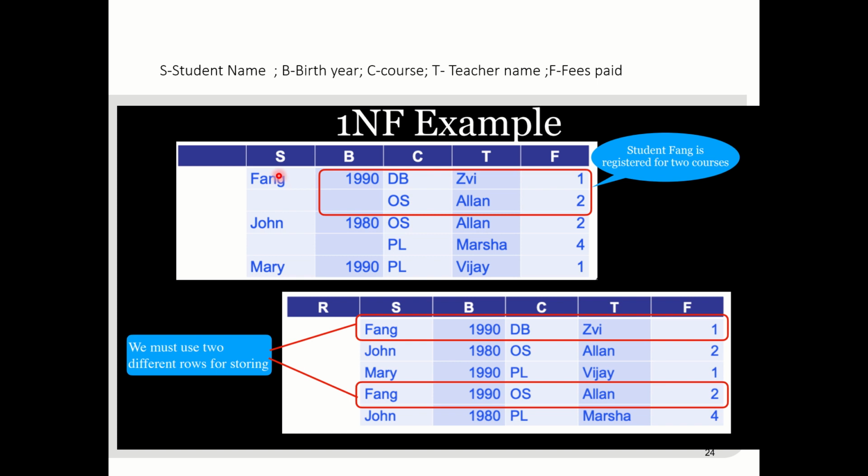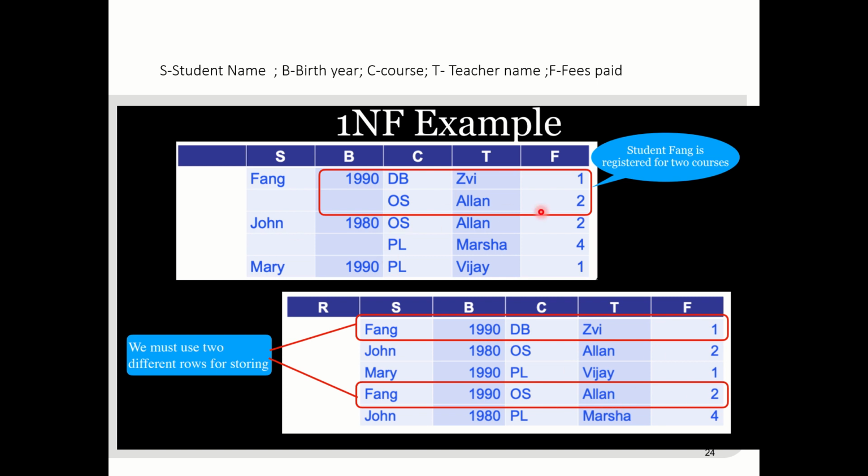Okay, so just consider this particular example. You have S, B, C, T, F, and so on given to you. In this particular information, the student is registered for two courses. He is registered for DB and CS, and he has got two different tutors, and all this information is available, right? So how can we split your table? You could say that FANG 19 DB ZVI 1, then FANG 19 OS LN 2, like that you can split.